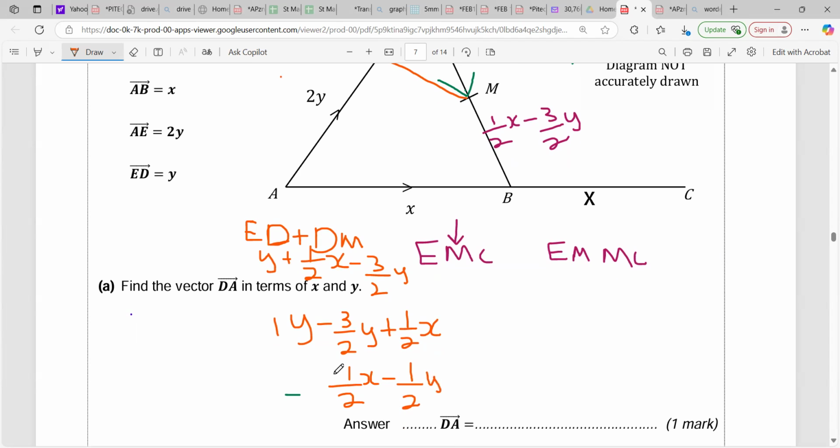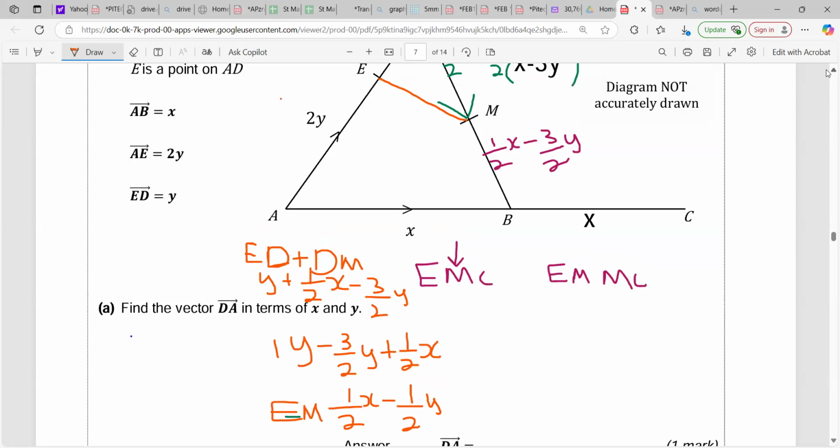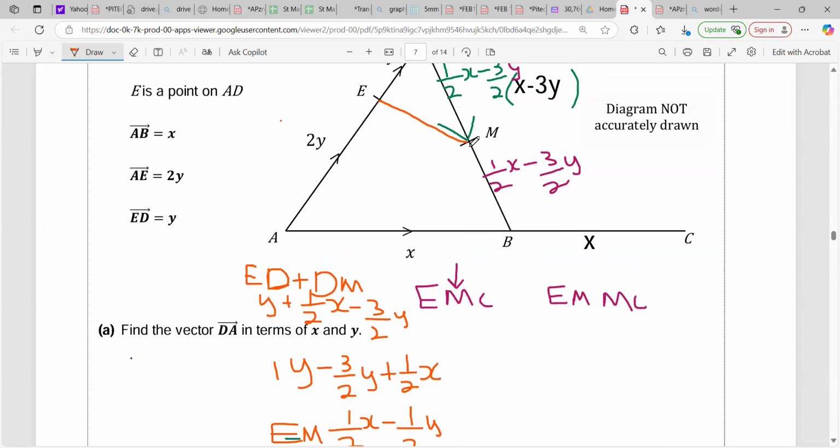Alright, so this is EM. We find EM. Cool. So we need to find from M to C, you know. From M to C. So from M to C, we can take the route here. I think this is the easiest route. We take here, so from M to B, and then from B to X. Agree? So I could take the route here.